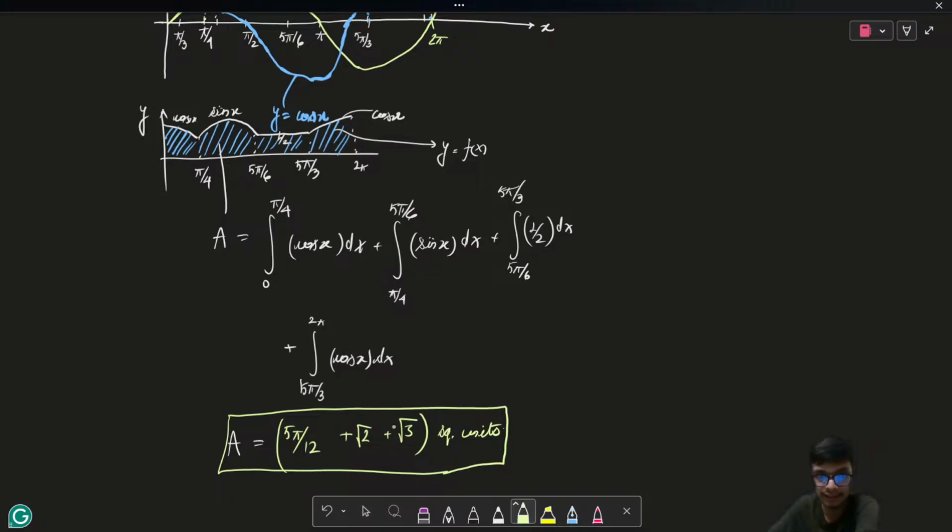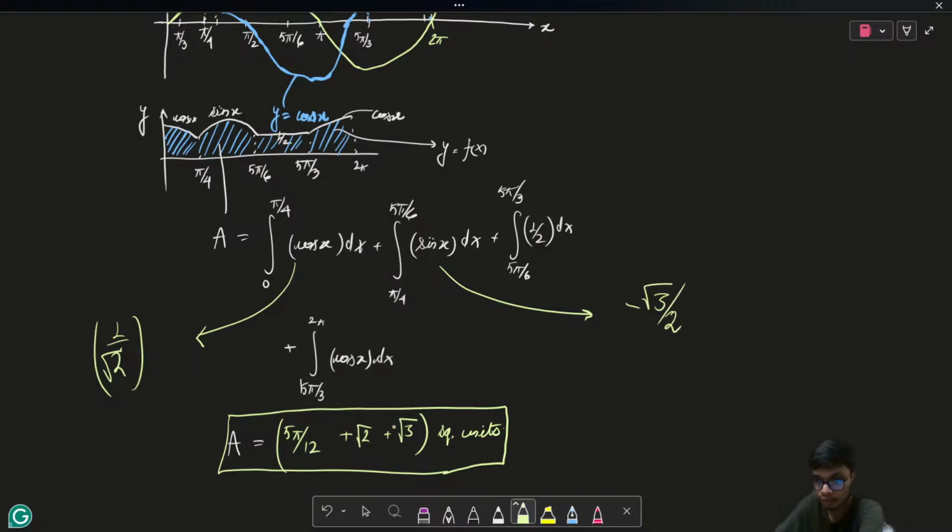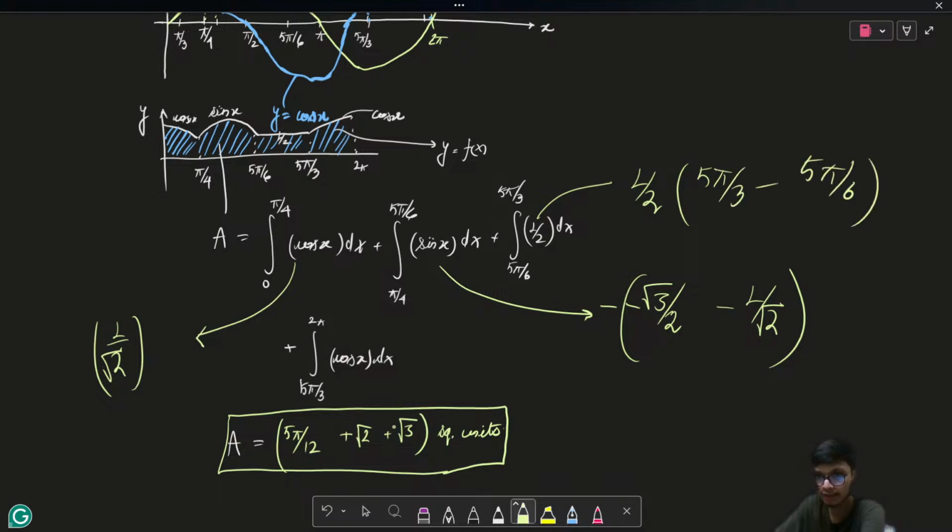In the first interval, the integration of cos x is basically sin x, and with the limit 0 to pi upon 4, this is going to give you 1 upon root 2, right? In this particular interval, the integration of sin x will become minus cos x, and if you put in the limits, this is going to be equal to minus root 3 by 2 minus (minus half 1 upon root 2), and a negative of that, right? Similarly, in this interval, it is half times pi upon 3 minus pi upon 6, right? And in this last interval, this is basically equal to root 3 upon 2, right?